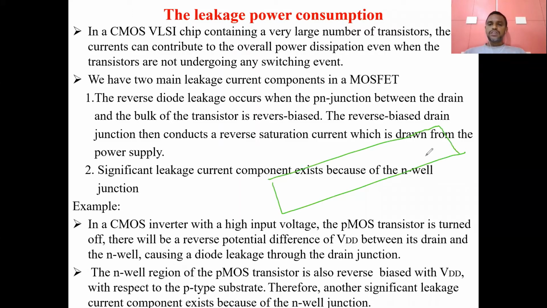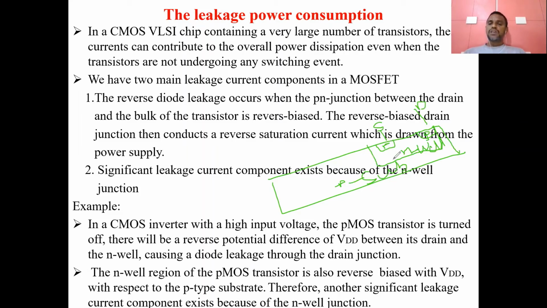So if you want to go with the N-well process, we will consider a P substrate or bulk. To form the PMOS transistor, we will consider an N-well. This N-well will act as the substrate here. So this is the N-well, this is the source, and this one is the drain. Both are P-type materials.